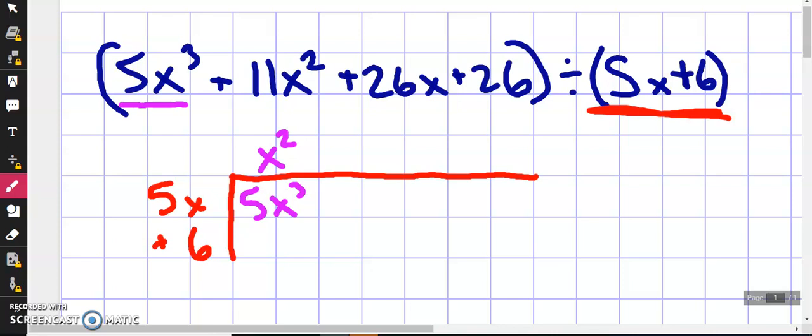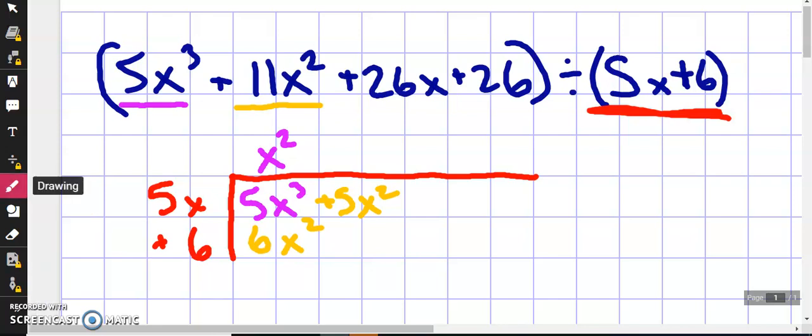So the next thing I know is that when I'm doing a box method, the numbers on the side multiply with the numbers on the top to fill in the inside. So 6x squared would be this position right here. If I look at the set that I'm given, I see an 11x squared. So what that tells me is that I am missing 5x squared, because together I need 11x squared.